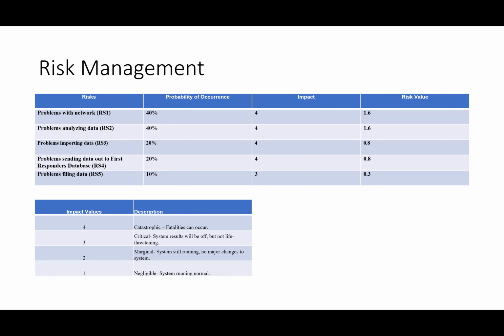The other risks include problems analyzing the data. So we put a probability of occurrence of 40%, and that impact would be 4. So these impacts are rated 4 because if the software isn't working and people are relying on it to be working to get first responders over to them, then that's why these are impact levels of 4, because people may die.